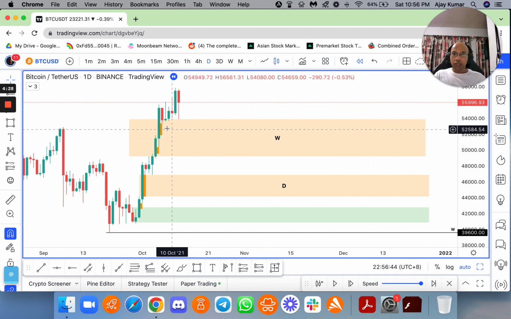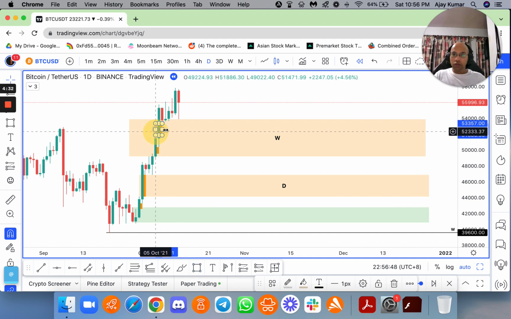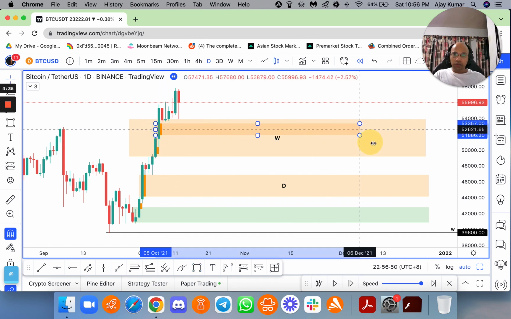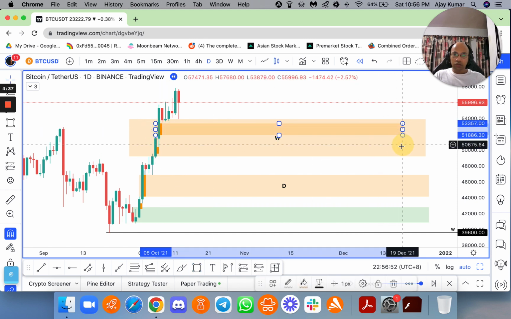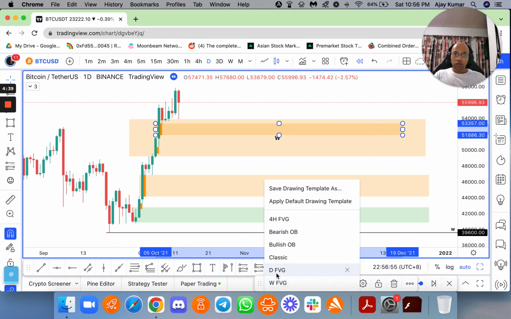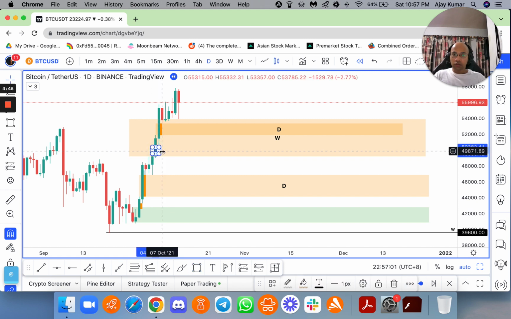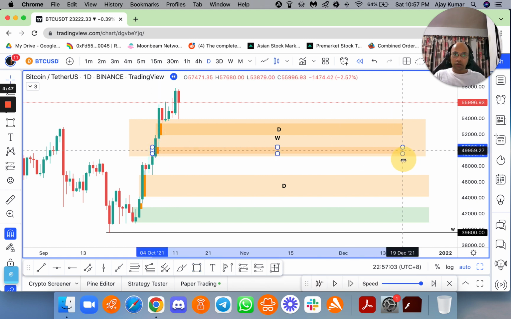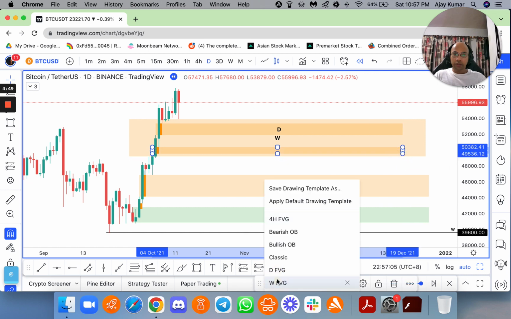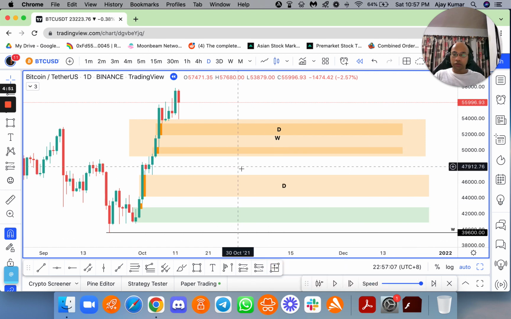Now we can see that there are daily fair value gaps inside. We can mark them out as well. These will be further refined entries. Okay, daily fair value gap. Yeah, let's mark them. And that is the daily fair value gap.